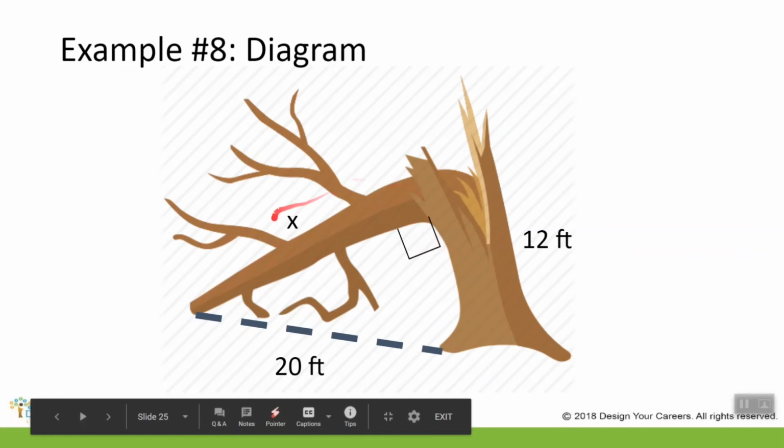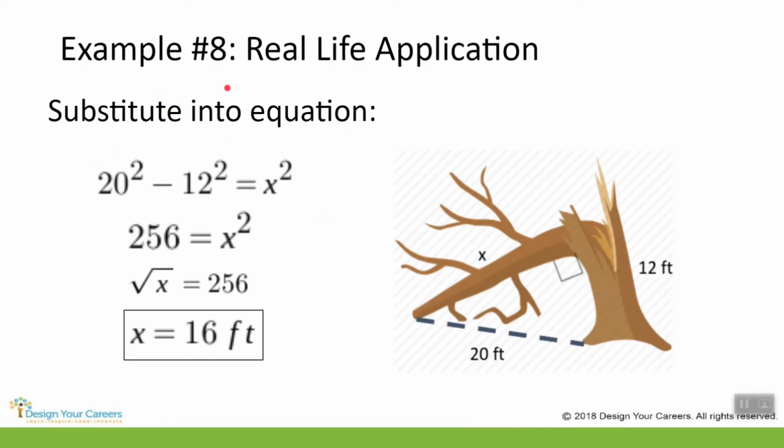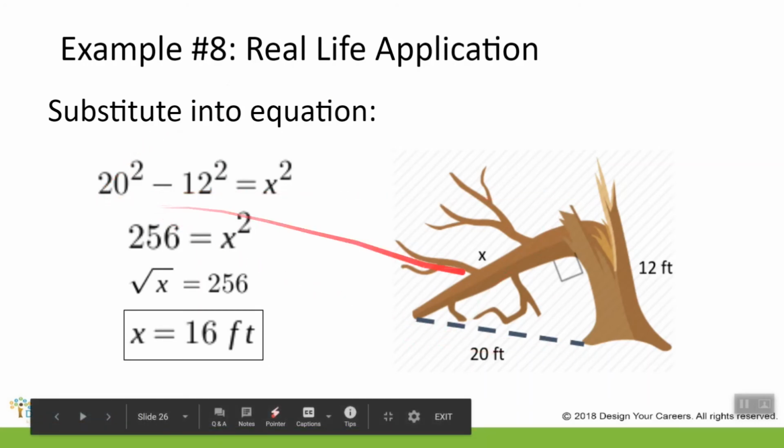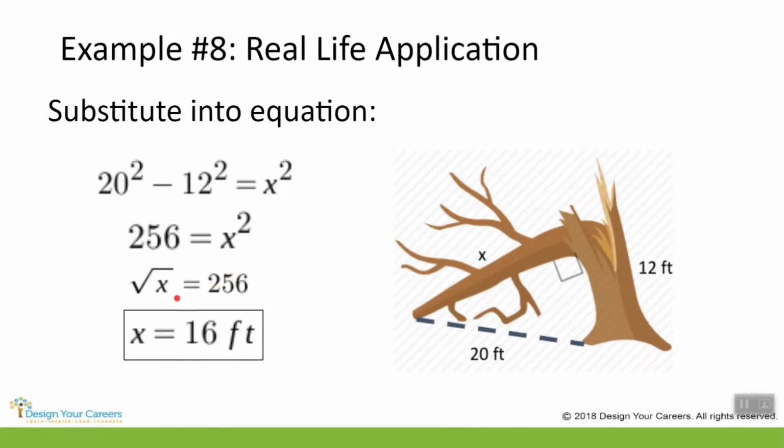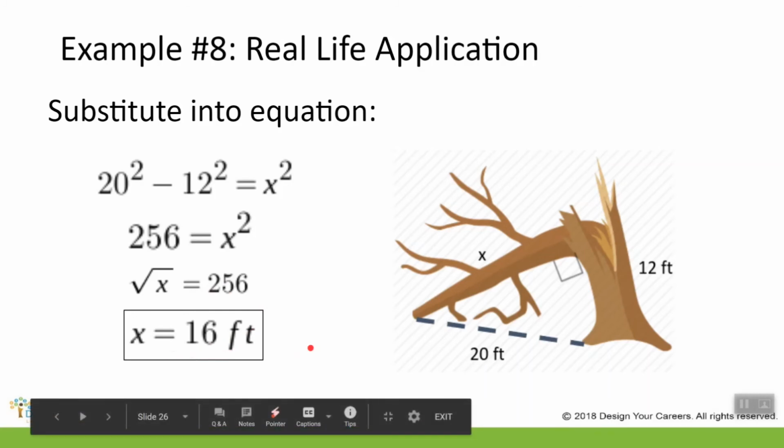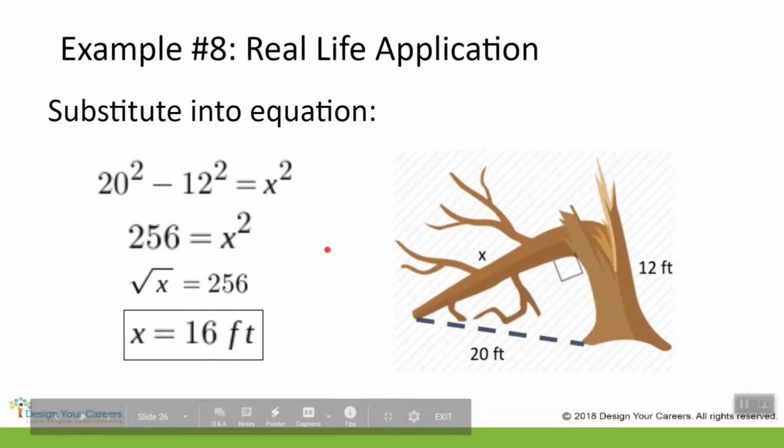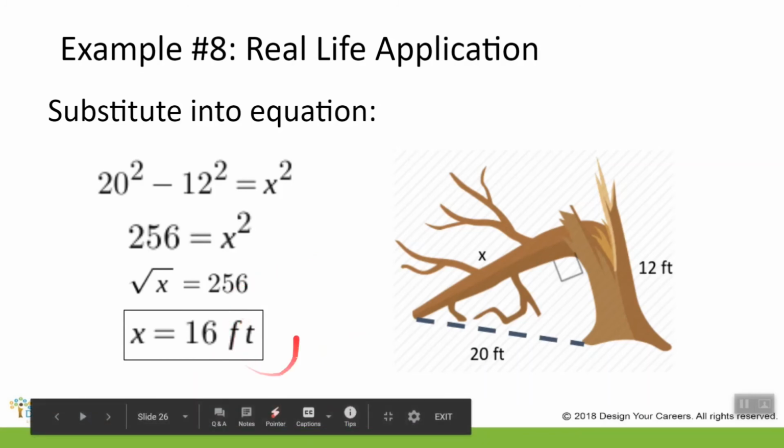And you can see that there's a right triangle right here. So what you would do is substitute into equations. And I guess you could see that as a pattern through all of these problems right now. So 20 squared, which is the hypotenuse, minus 12 squared is equal to x squared. So that means 256 is equal to x squared. So you take the square root of both sides. The square root of 256 is equal to x. So x is equal to 16 feet. Always remember to write your units at the end of your problems, whether it's a word problem or it's just a normal triangle.